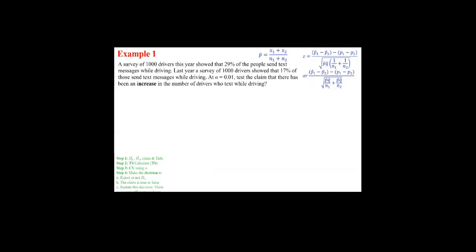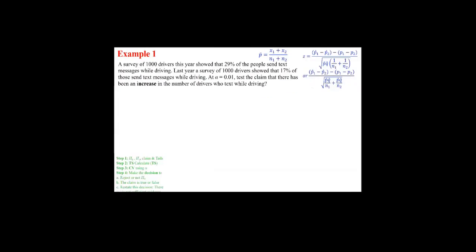In fact, the same as proportion. If you recall, in that case, E was Z alpha over 2 square root of P hat Q hat over N. All right. So now, here's an example.